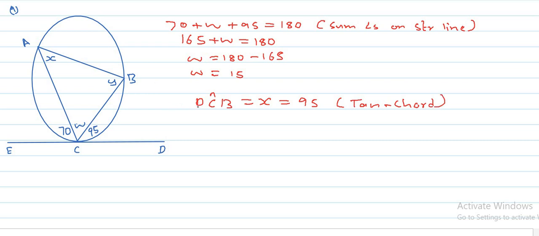The value of Y, you can either do sum of angles in a triangle, or you can also do tan chord again, where you'll say angle ECA will be equal to angle Y, which will be equal to 70. What is the reason? Tan chord. That's all for number 9. Let's look at question 10.